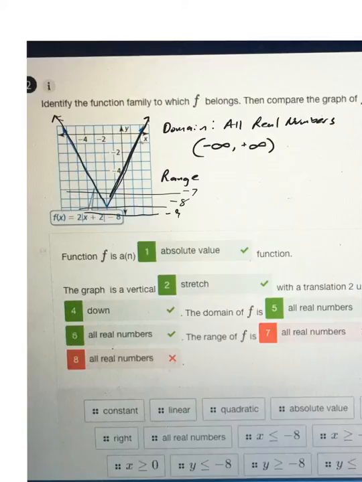So how do I write that mathematically? I would say the range is all y values that are greater than or equal to -8. So that would be my range for that.